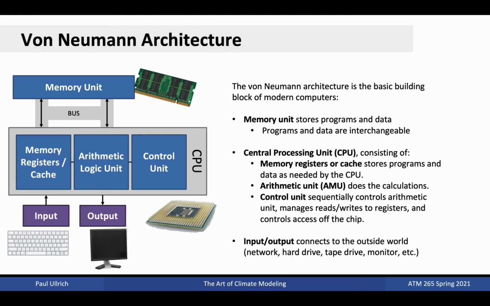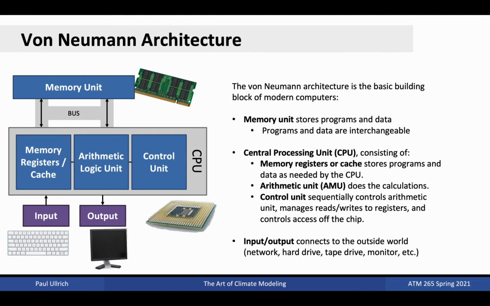The first component is the memory unit, which is a large space for storage of data and programs. The second component is the CPU, or central processing unit, which consists of three subcomponents, including memory registers, an arithmetic logic unit, and a control unit. The memory registers on the CPU provide much less storage than the memory unit, but can be accessed much more quickly because they reside on the CPU itself.